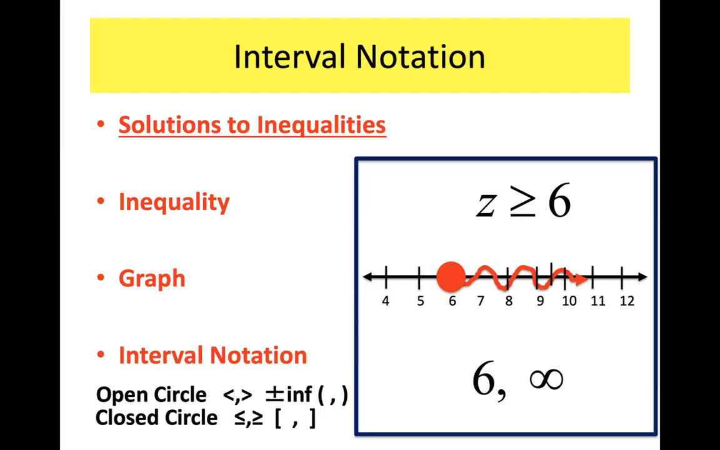Now, infinity always gets a parentheses. So on the right side, I'm going to put a right parentheses. But on the left side, I've got a closed circle, so I'm going to put a bracket. On the right side, since infinity always gets a parentheses, that is the interval notation of the solutions. And if you read that in yellow, it says the solution starts at 6 and goes all the way to positive infinity. Now notice, for positive infinity, we don't put a plus.